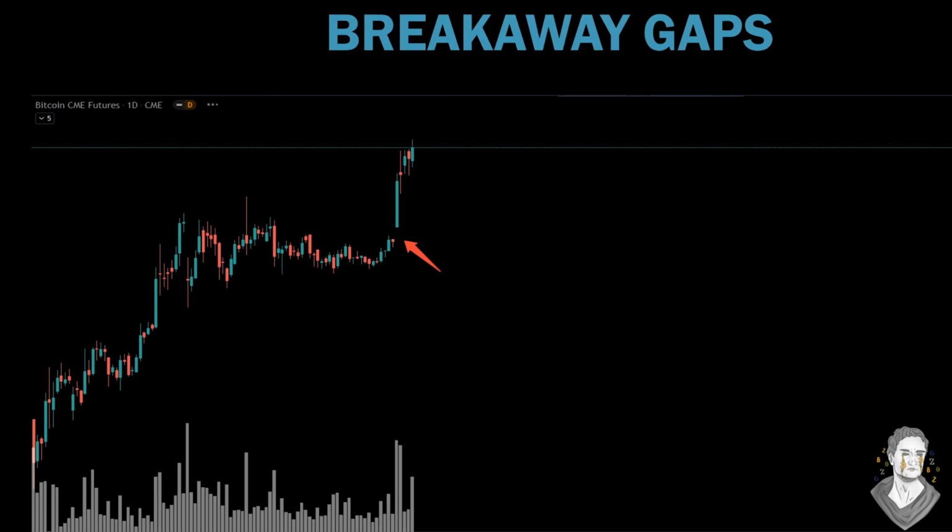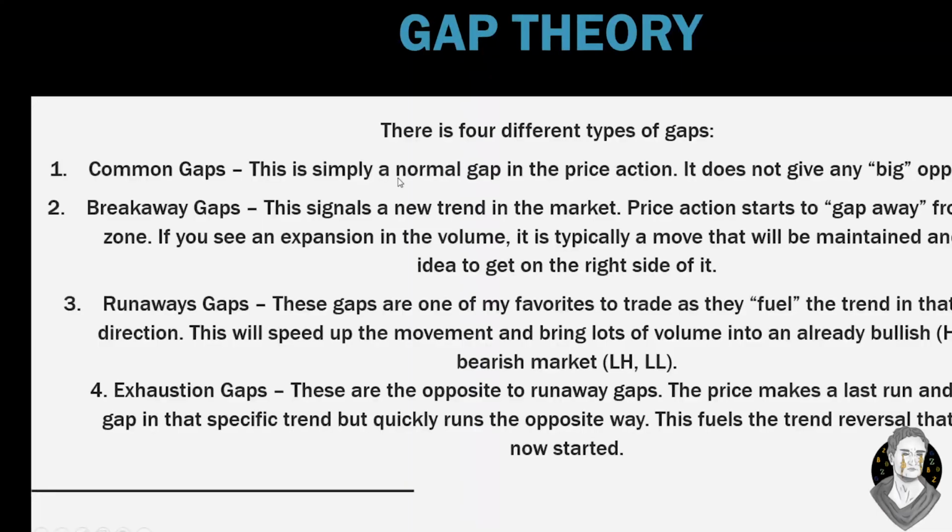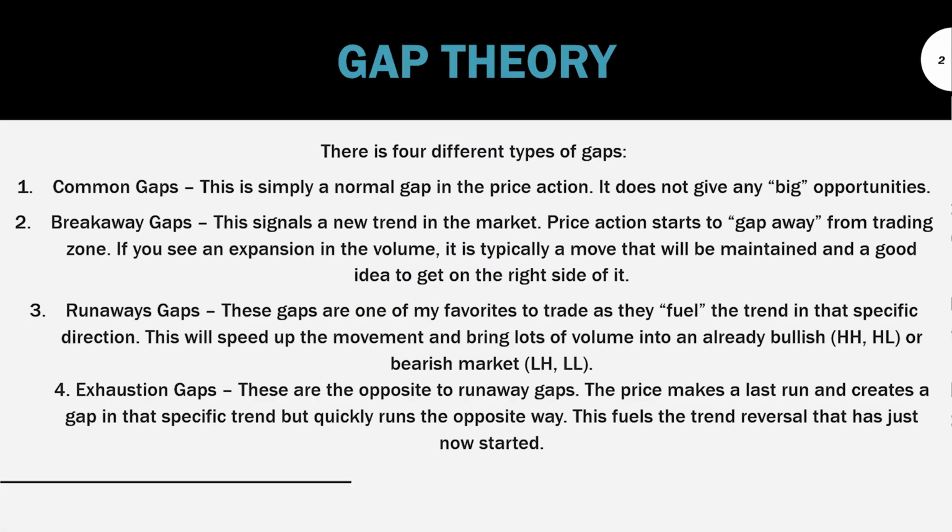So we could consider this a runaway gap, because it was a continuation of the trend, depending on what time frame you're looking at. But let's say we were looking at a 1 day, you could make the argument that this is a breakaway gap. We were in a trading range, which we clearly were for a very long time. Then the price action broke away from this trend. So to quickly remind you, breakaway gaps signal a new trend in the market. Price action starts to gap away from the trading zone. If you see an expansion in the volume, which we did, this is typically a move that will be maintained and a good idea to get on the right side of it.